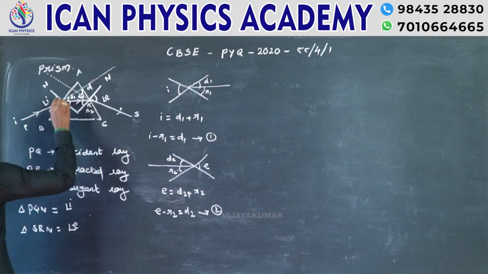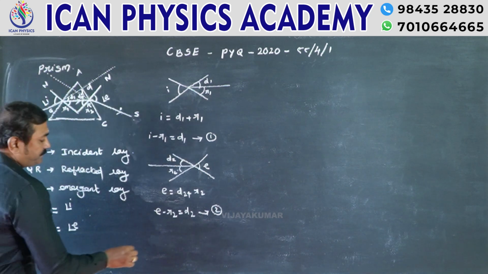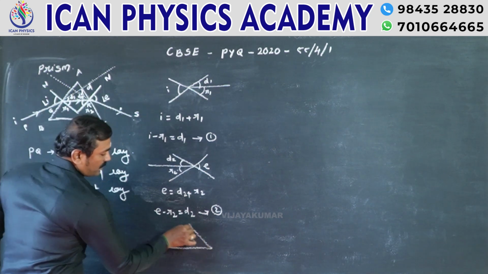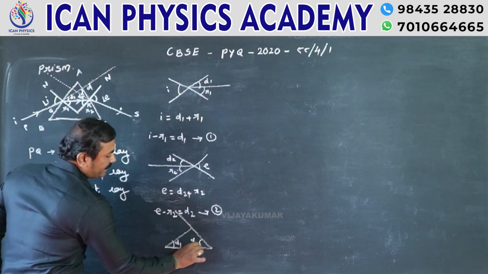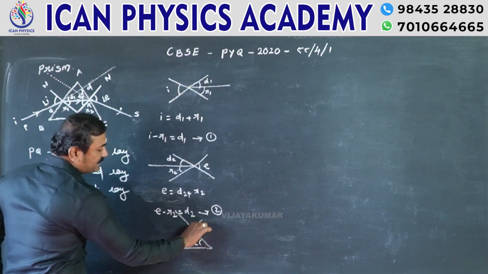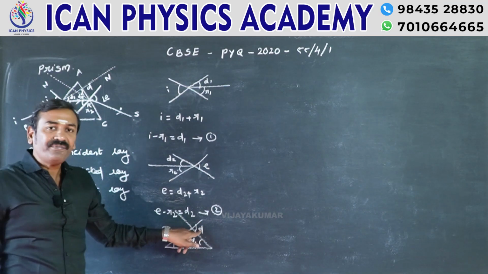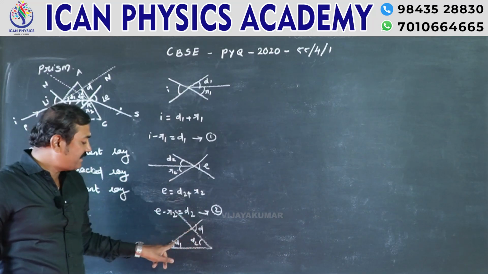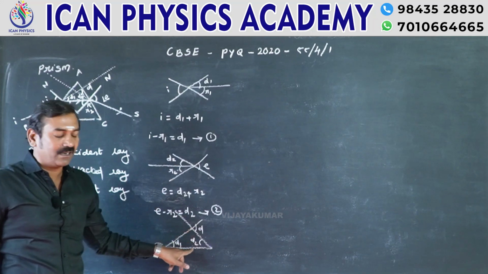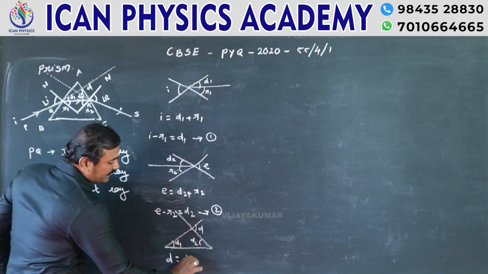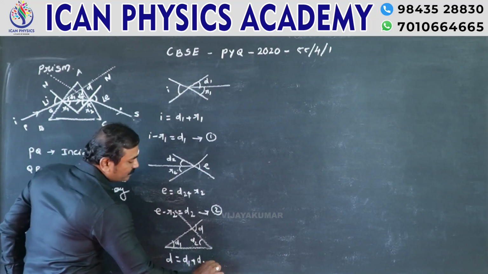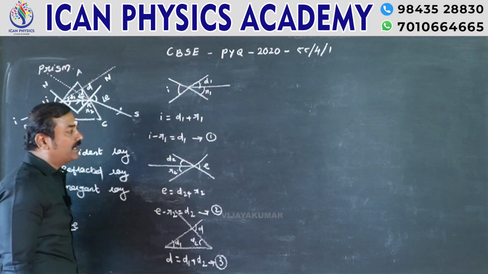Now look at this place. Now it is D1, and this is D2. When it is extended, it is D. The exterior angle is equal to the sum of the interior angles. So from that, what can we write? D equals D1 plus D2. Now it is taken as equation number 3.